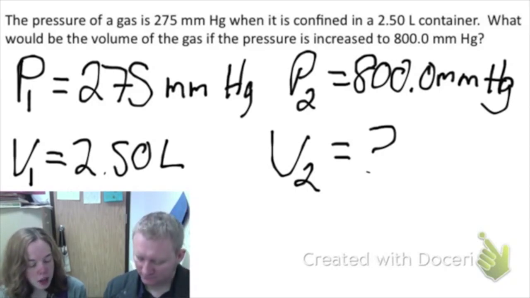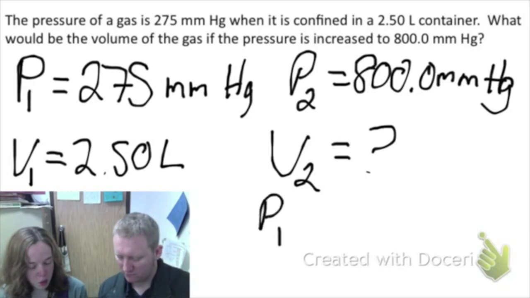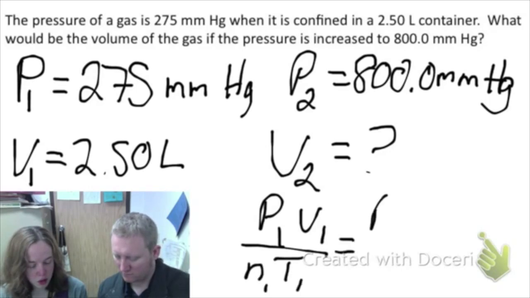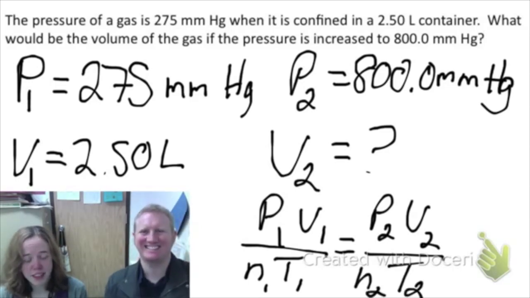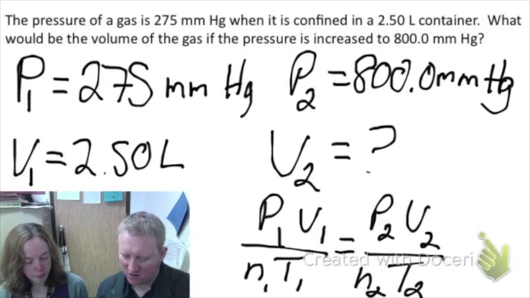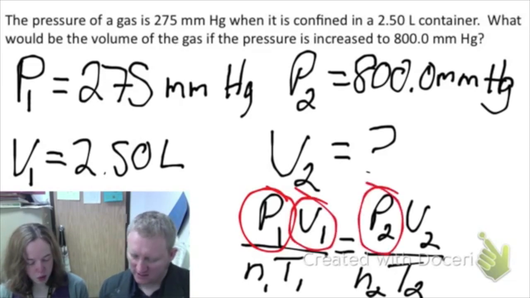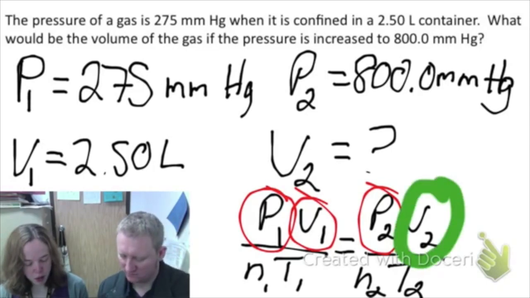Okay. All right. So now let's look at our equation real quick. We've got P1 V1 over N1 T1 equals P2 V2 over N2 T2. Yes, it sounds like we're listing off Star Wars robots. All right, but look at what we know versus our equation. So what actually shows up? We know P1 and V1. What else do we know? P2. And what are we looking for? We want V2.